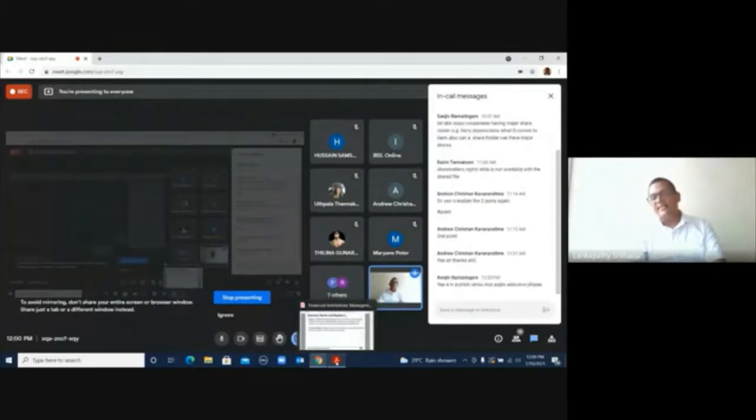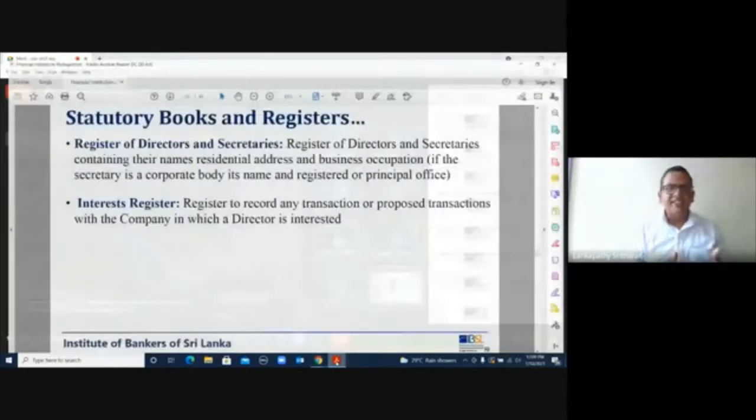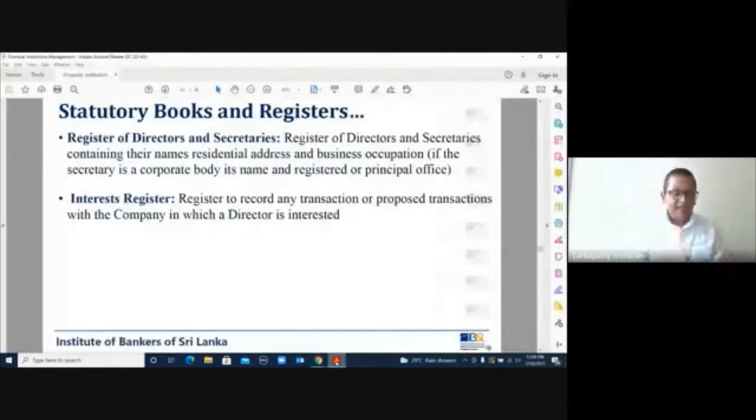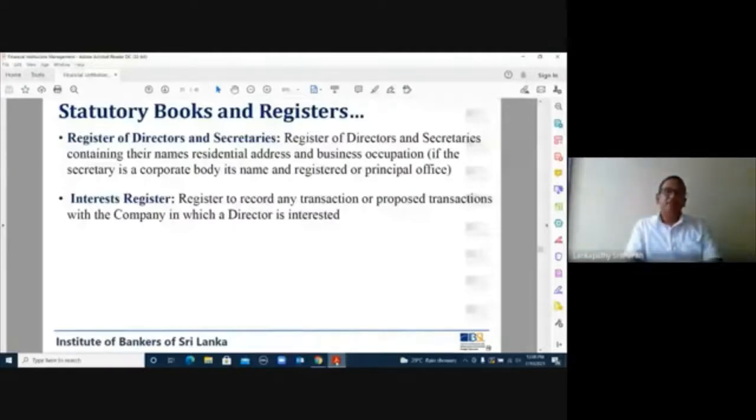Yes, it must, since a public company's public also own the shares. That is the answer. Yesterday, I think in the last class, I discussed this matter. If a company is converted to a public company, they must maintain the interest register. But if it is a private company, by passing a unanimous resolution, they can avoid maintaining it. But if it is a public company, by statute, by the act, it is compulsory.